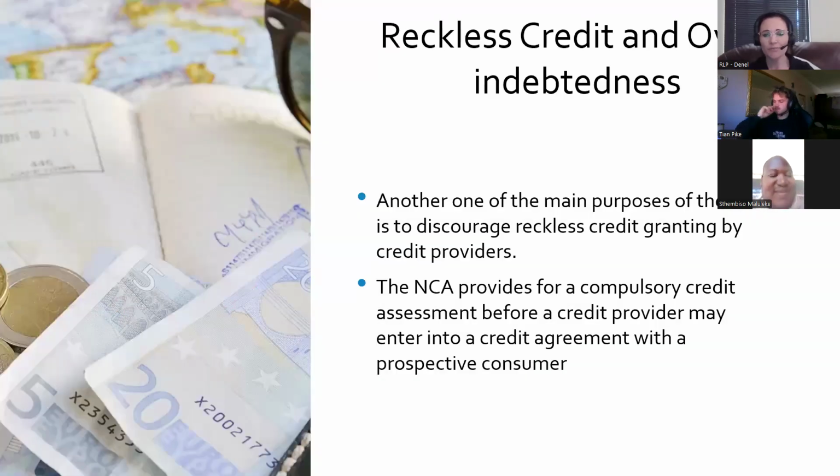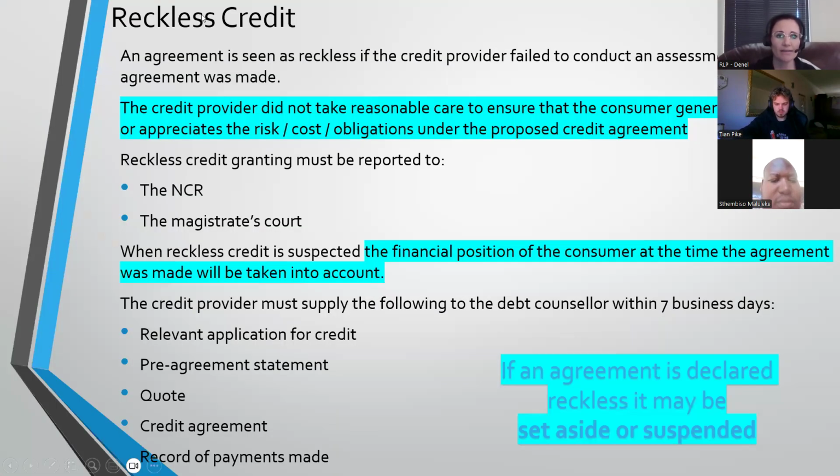Okay, so then we know another one of the main purposes of the NCA is to discourage reckless credit granting by credit providers, right? So basically when they grant credit without considering the fact that the consumer might not be able to afford it. So now the NCA provides for a compulsory credit assessment before a credit provider will enter into a credit agreement with the prospective consumer. Okay, do you see all of this blue? All of these are marks for your exam.